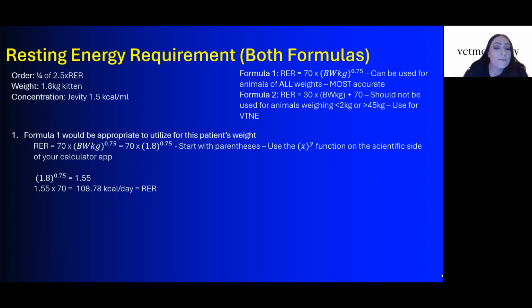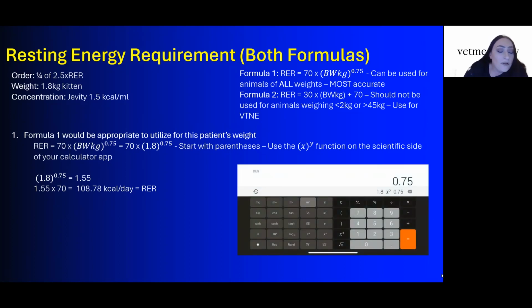So 70 times 1.8 kilograms to the 0.75 exponent. You want to start with your parentheses and use the x to the y function on the scientific side of your calculator app. So 1.8 to the 0.75 equals 1.55. And 1.55 times 70 equals 108 kilocals per day, and that's the RER. So 2.5 times RER is what we need to figure out now. So 2.5 times 108.78 kilocals per day equals 271.95 kilocals per day.